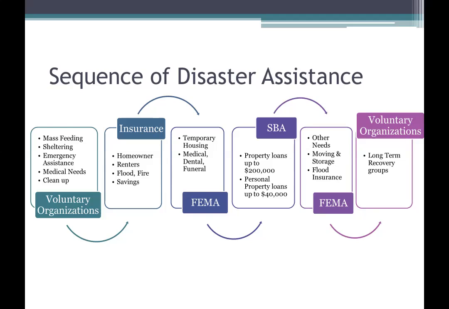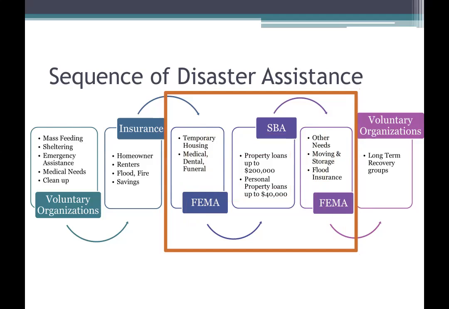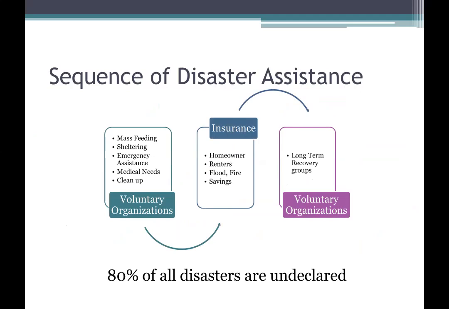The thing to keep in mind with this disaster assistance is that most disasters are undeclared, which means assistance through the federal government is not available, which takes out these three steps. So this 6-step process now becomes 3. You'll go through the emergency voluntary organizations, through insurance, and then again, voluntary organizations are asked to step in and help meet any unmet needs. 80% of all disasters are undeclared, so this is really going to be the sequence that is used most of the time.